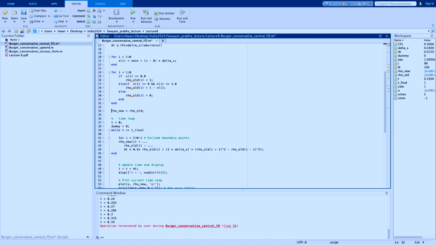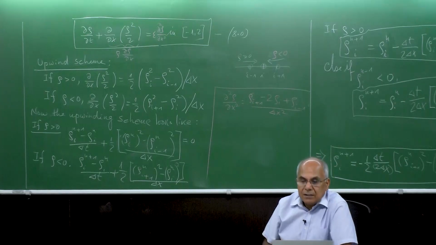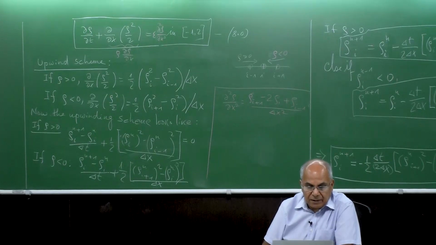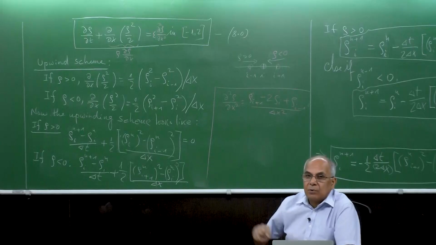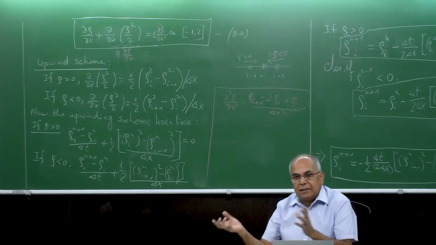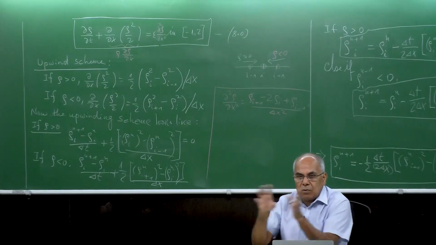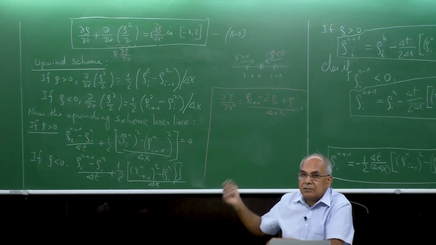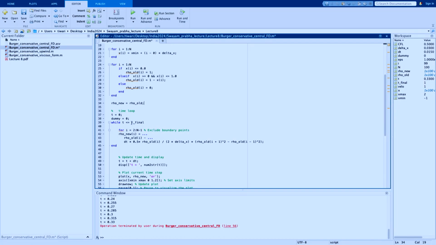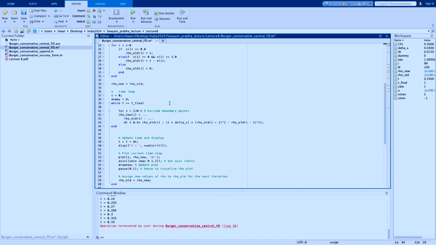And now I define my new value, which is rho n plus 1, and the same as my old value, which is rho n. I have to assign from new to old because I do the time iteration. And now here I start my time integration. So I run while t is less than or equal to t final. I start with t equal to 0, which is the initial condition given from this condition here.